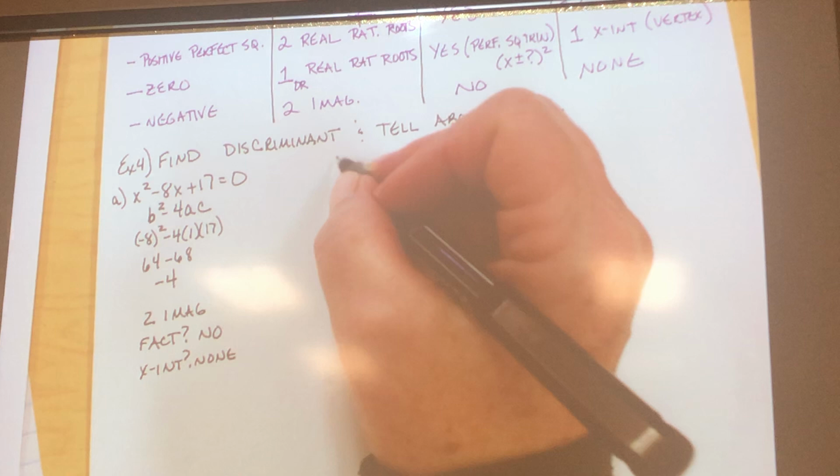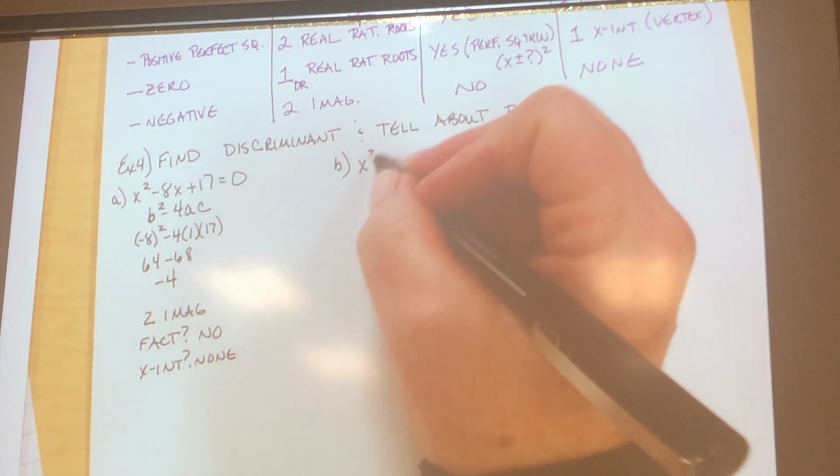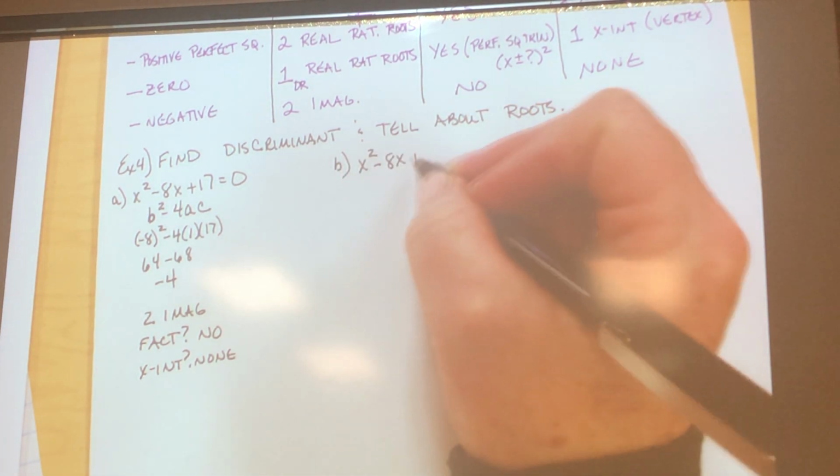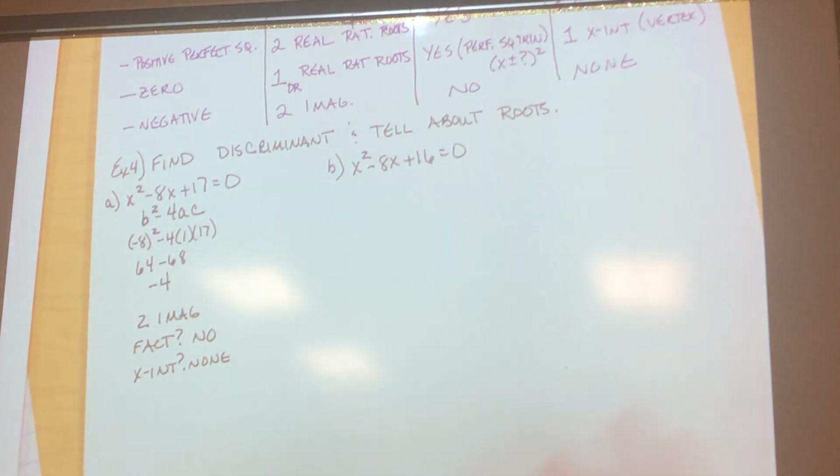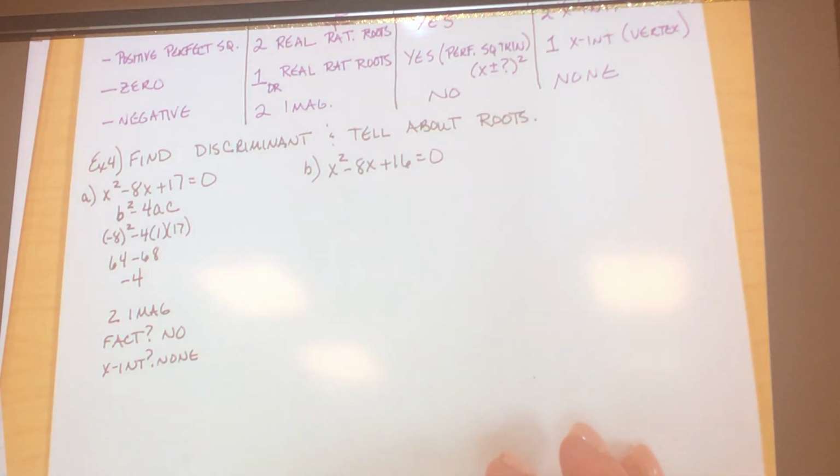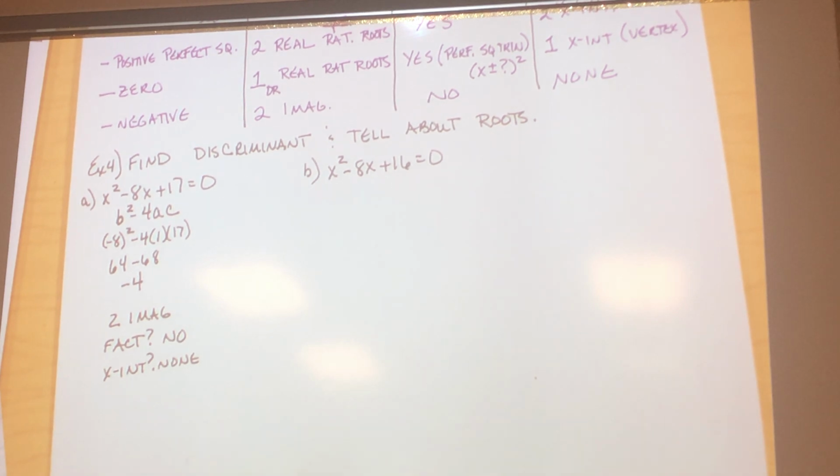Here we go. Here's B. X squared minus 8x plus 16 equals 0. I'll give you 1 minute. Work fast.